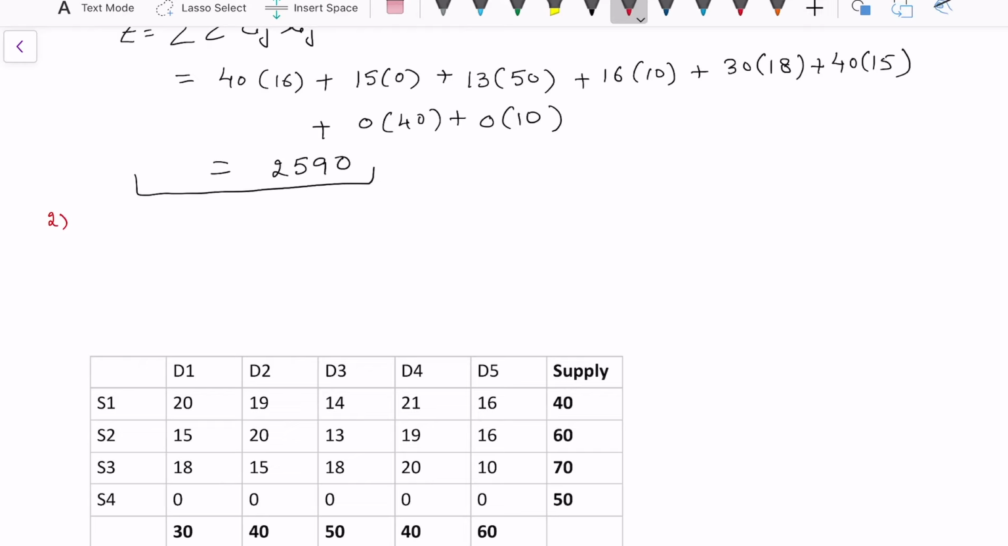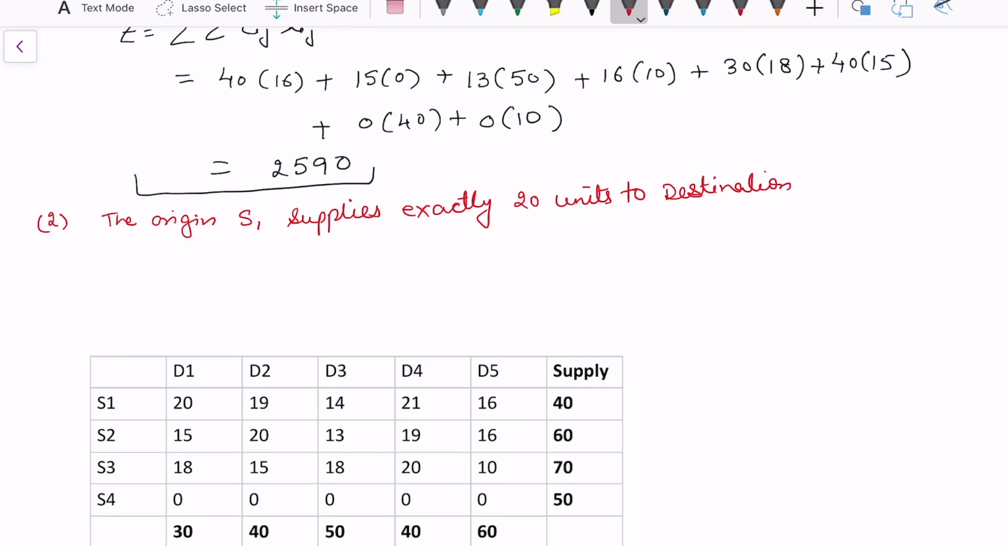Now in this second case, we want to find the solution where S1 supplies exactly 20 units to destination D4. And in this case, when we exactly supply to D4, we already know the exact quantity we want to transport, which means this quantity is not to be optimized, but the rest of the problem needs to be optimized.